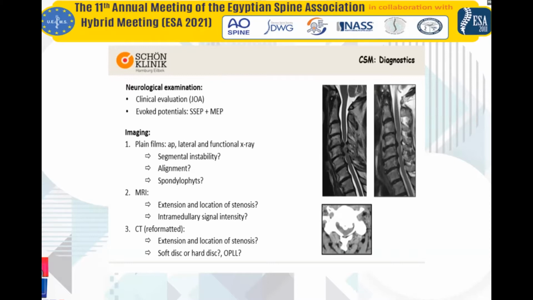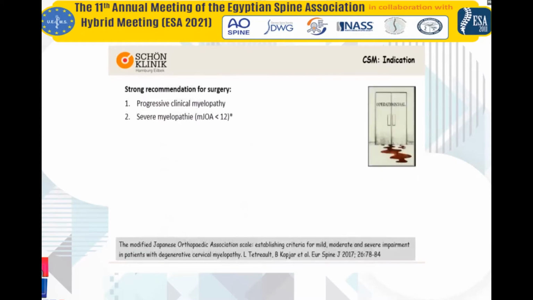We also think that the CT gives another very important piece of information. So you can see if this is a soft disc or a hard disc, if there are signs of OPLL, and you can also see the location of the stenosis.